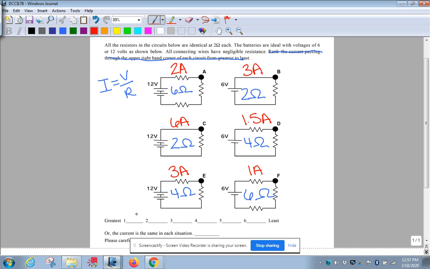Okay, so our greatest one would be C, followed by our tie of B and E. And then we would have A, then D, then F. Okay, so that's my ranking of current for these different series circuits.